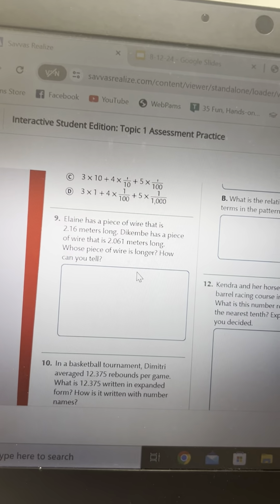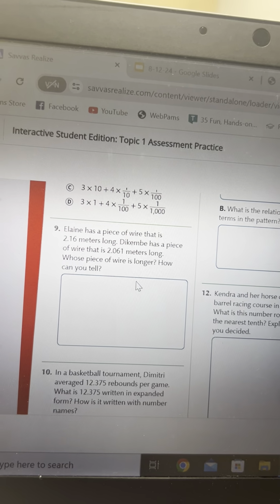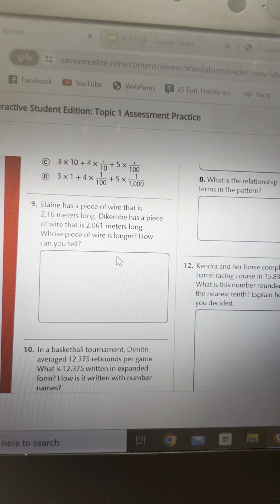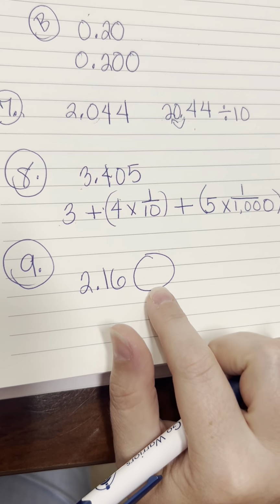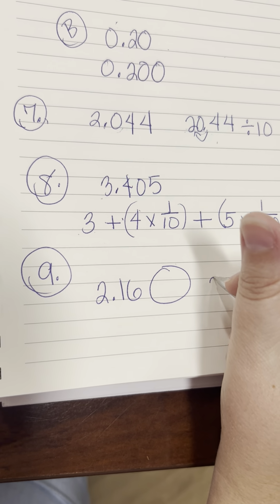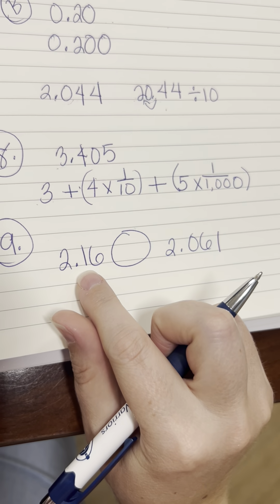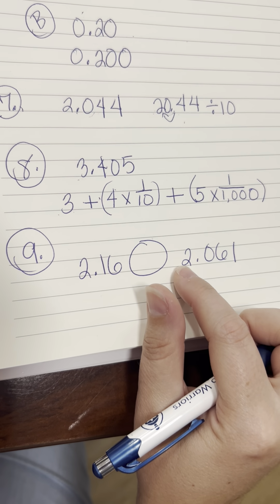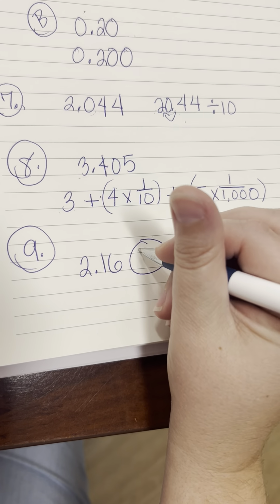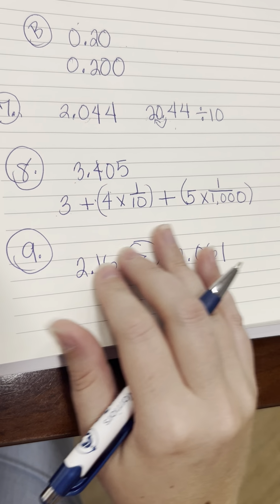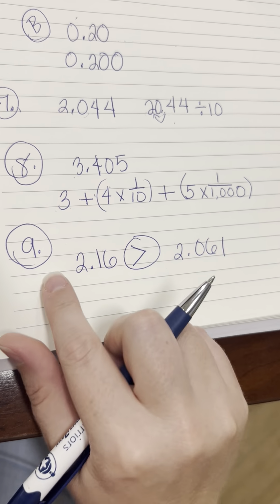And I usually call this a chompy one, where the inequality is saying which one is greater than or less than. So 2.16 is greater than or less than 2.061. So you look at each digit. There's a 2, a 2, a 1, a 0, and that 1 is bigger. This is all I want for that one. I don't want you to explain how you can tell. Just give me the inequality statement.